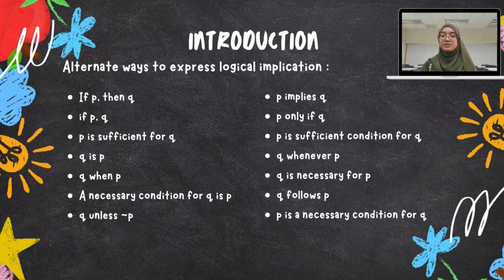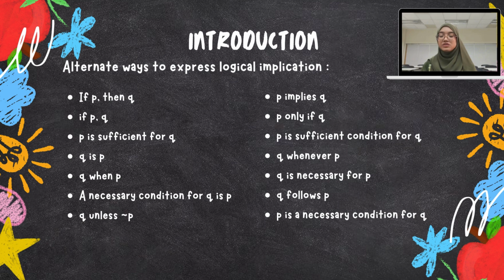Besides writing a logical implication using the symbol P implies Q, we can also express the same idea using different sentences in English. All of these following statements mean the same thing. For example, if P then Q, this is the most direct and common way to express implication.